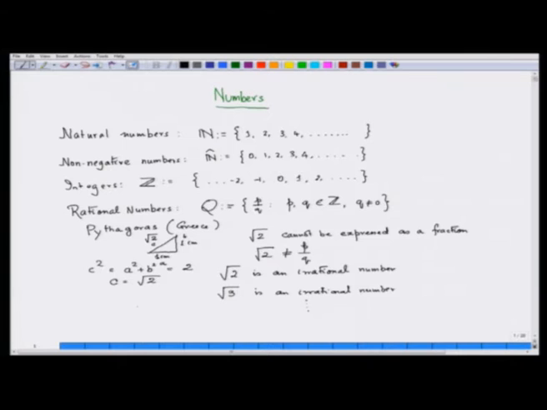For example, if I take half, I can multiply both the top and the bottom by 2 and get 2 by 4, or I can multiply by 3 and get 3 by 6. So, all of these are equal to half.